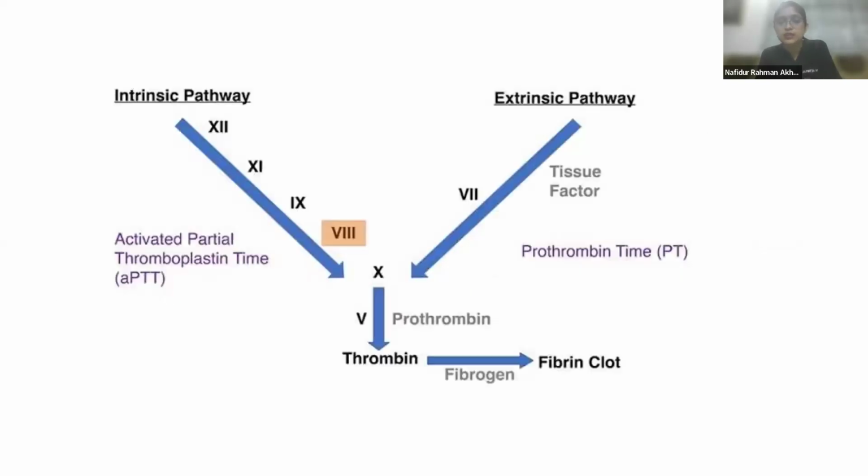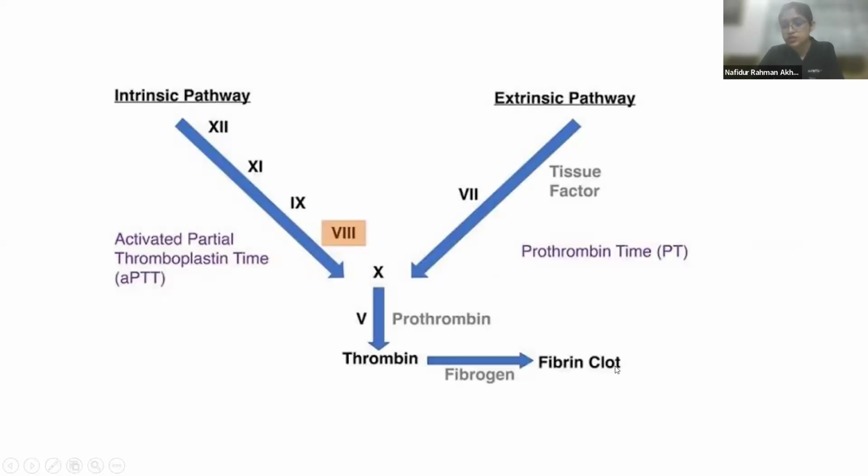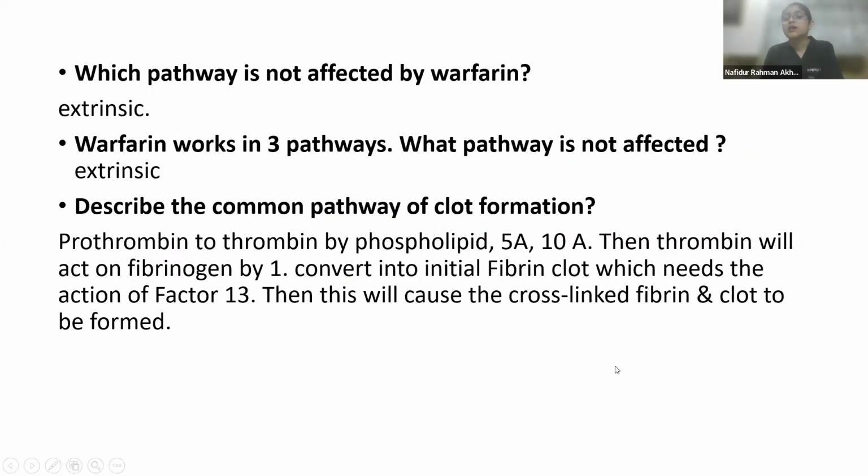Okay, prothrombin to thrombin by 5 and 10. Then by the action of fibrinogen, which is 1, it is converted into fibrin clot. Okay, then from the fibrin clot, by the help of factor 13, it causes cross-linking, and then the clot is formed.